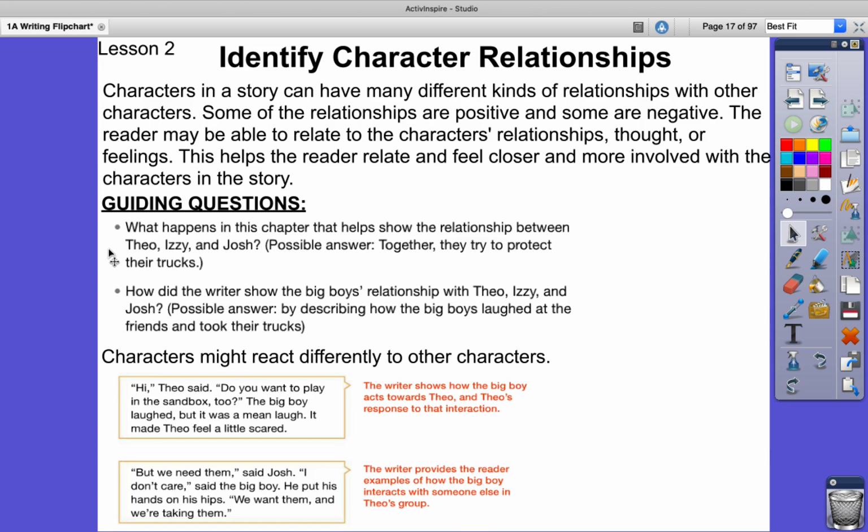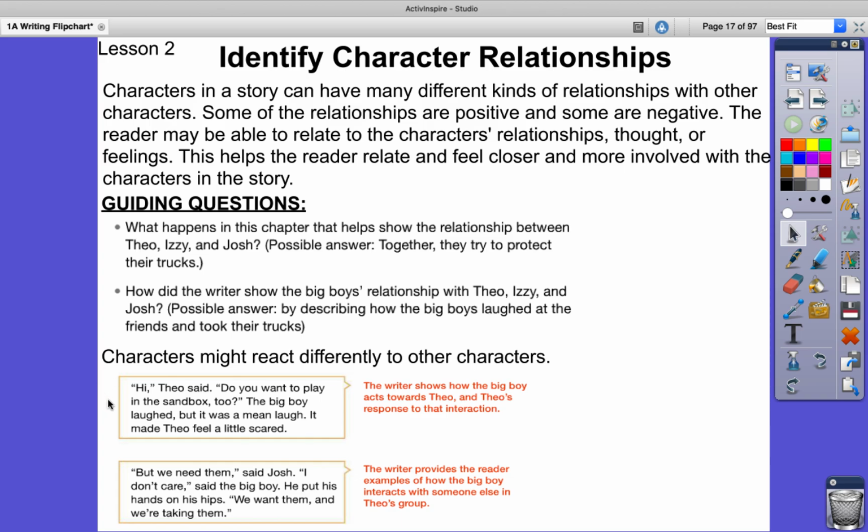What happens in this chapter that helps show the relationship between Theo, Izzy, and Josh? One possible answer is that together they try to protect their trucks. How did the writer show the big boys' relationship with Theo, Izzy, and Josh? A possible answer is by describing how the big boys laughed at the friends and took their trucks. Characters might react differently to other characters.